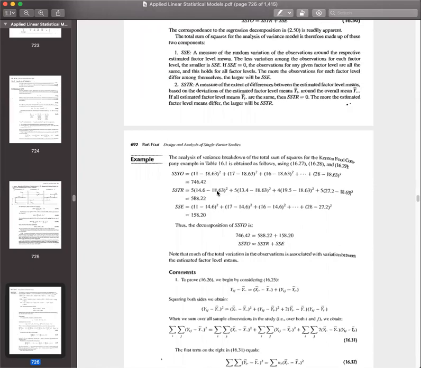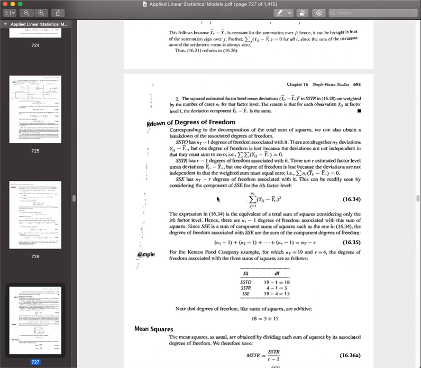The degrees of freedom. Corresponding to the decomposition of the total sum of squares, we can also obtain a breakdown of the associated degrees of freedom. The SSTO has nT minus 1 degrees of freedom associated with it. There are, altogether, nT deviations of Yij minus Y dot dot bar, but 1 degree of freedom is lost because the deviations are not independent, in that they must sum to 0, where the double summation of Yij minus Y dot dot bar has to equal 0. The SSTR has r minus 1 degrees of freedom associated with it. And the SSE has nT minus r degrees of freedom.